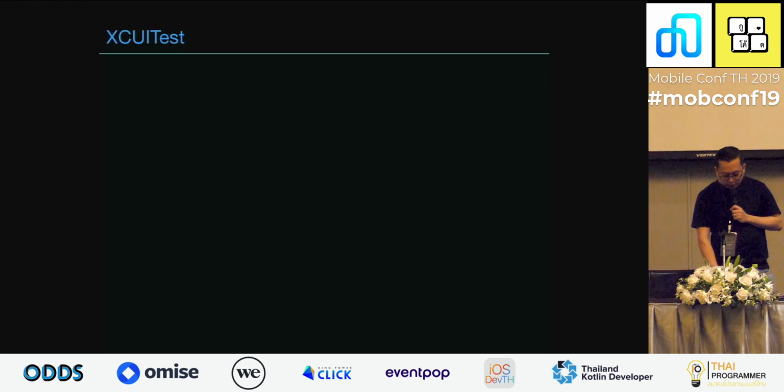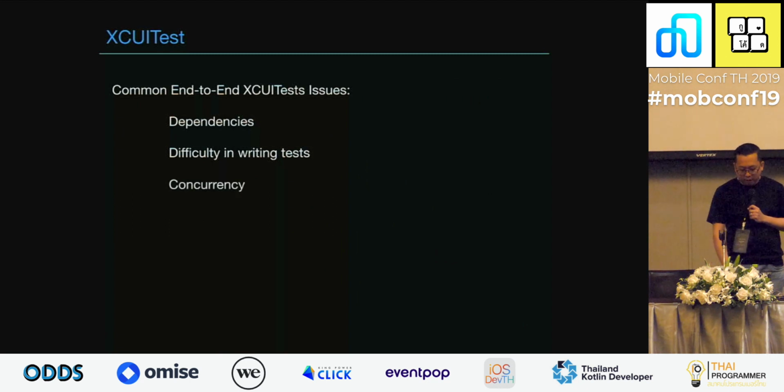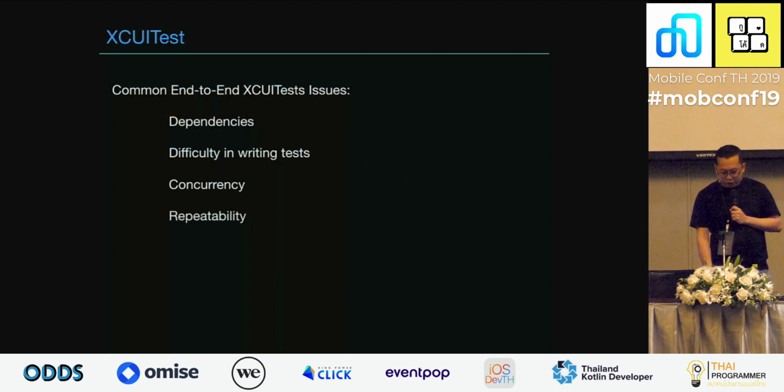But running end-to-end tests has its issues. Firstly, there are lots of dependencies, such as the API server, database instances, and third-party mobile services, and all are needed to be properly set up before we run the test. Because of all these dependencies, it makes writing tests more difficult. And because we are running our end-to-end tests that hit shared services, this might lead to concurrency and even repeatability issues. So even if we can write our XCUITest, we may not be able to achieve comprehensive UI automation test coverage.